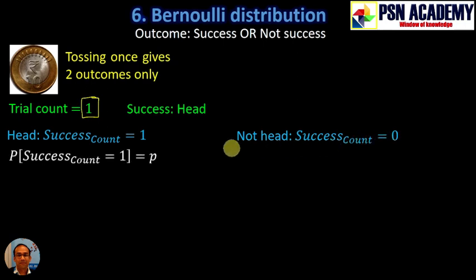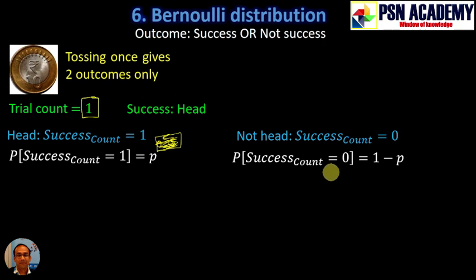Clear? Now, what is the probability of success count equal to 1? Success count equal to 1 means head. So what is the probability of head? We denote this probability as small p. In the case of a fair coin, this is equal to 0.5. But we do not know whether the coin is fair or not, so we are not saying that the probability of success count equal to 1 is 0.5. We call it small p. What is the probability of success count equal to 0? That means you have no success. That is 1 minus p. Now, there are 2 equations.